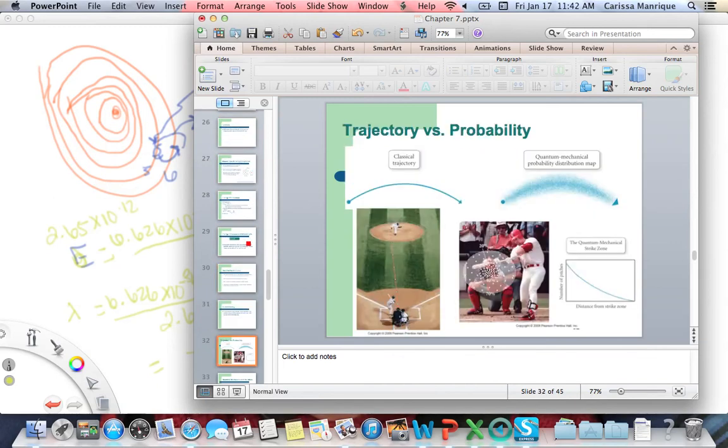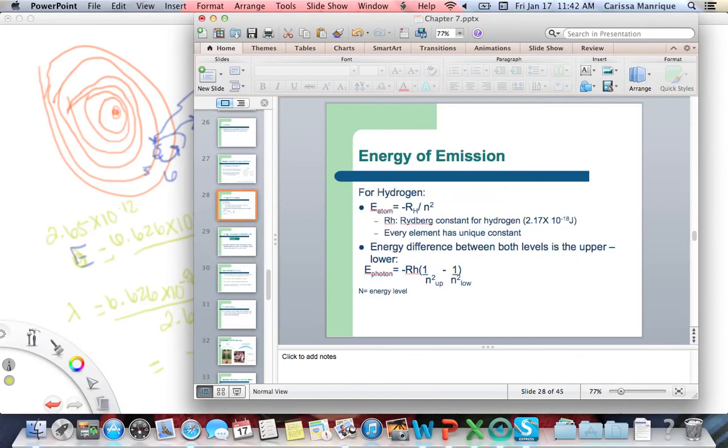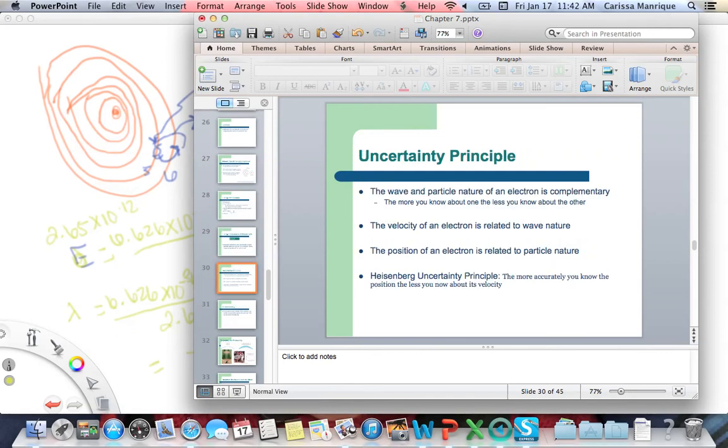So now we can see we can calculate the wavelength of an electron, and we can also calculate the energy of the photon released when that electron is excited. Now there's an uncertainty principle, okay? Basically what this says is that we're actually uncertain where electrons are. The velocity of an electron is related to the wave nature, the position of an electron is related to the particle nature, but basically the Heisenberg uncertainty principle says the more accurately you know the position, the less you know about the velocity.